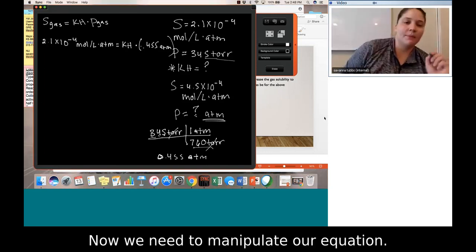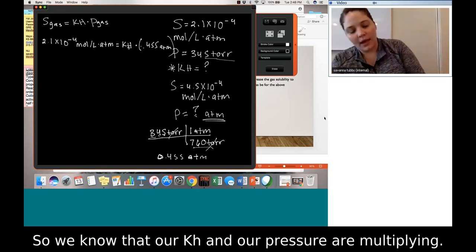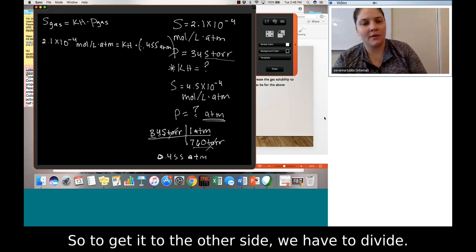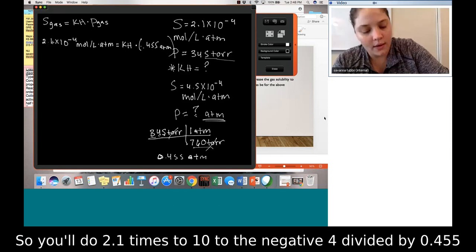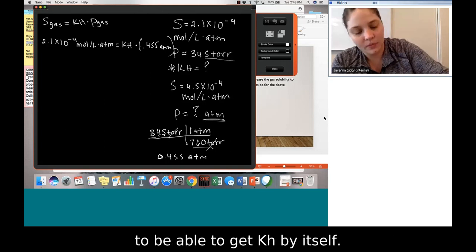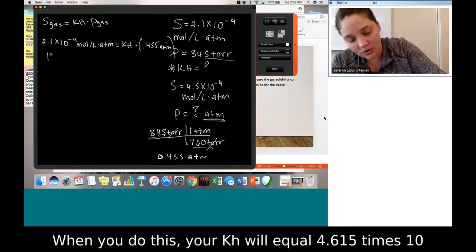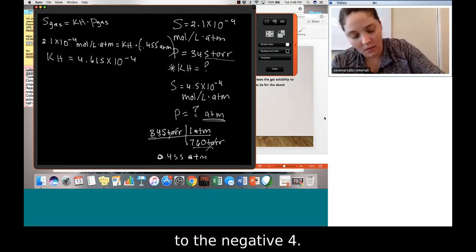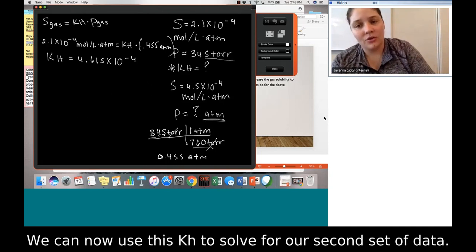Now, we need to manipulate our equation. So we know that our KH and our pressure are multiplying, so to get it to the other side, we have to divide. So you'll do 2.1 times 10 to the negative 4 divided by 0.455 to be able to get KH by itself. When you do this, your KH will equal 4.615 times 10 to the negative 4. We can now use this KH to solve for our second set of data.